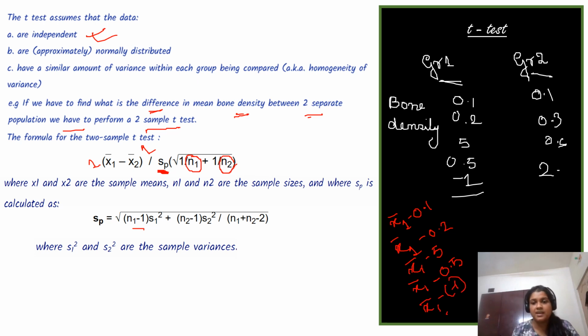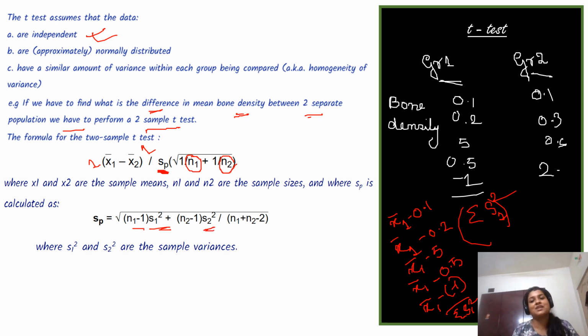All this will be summed up and then we will take the square of this. Everything will be summed up and then that value will be squared. So this will be S1 square. Similarly, S2 square.